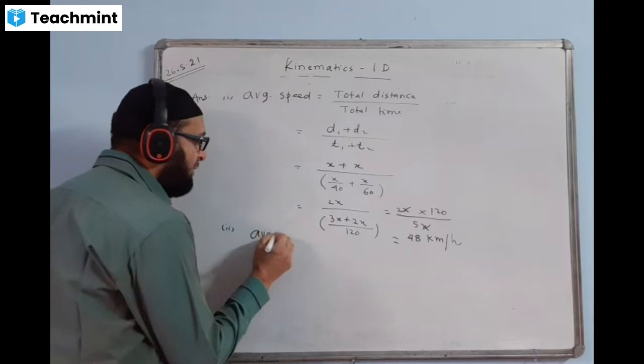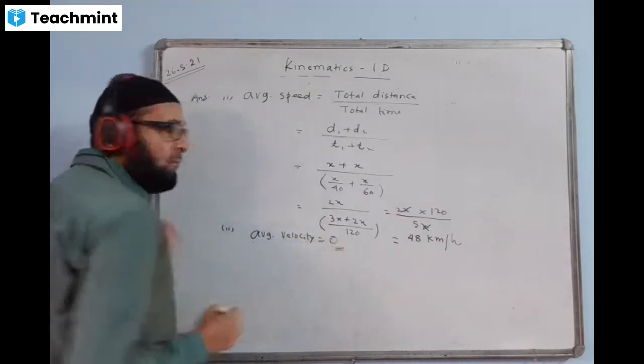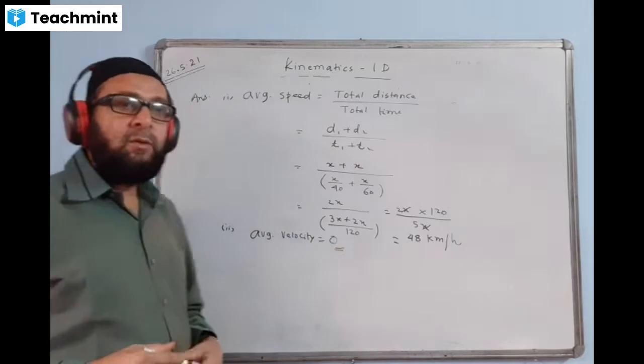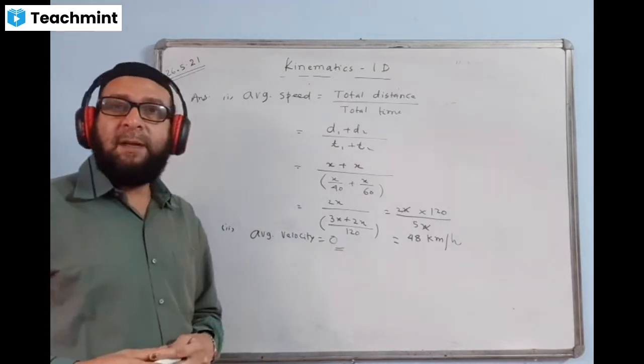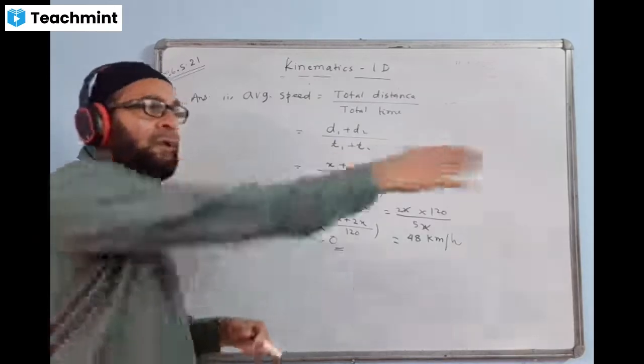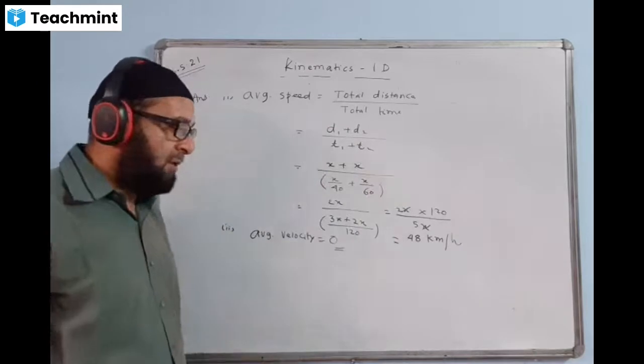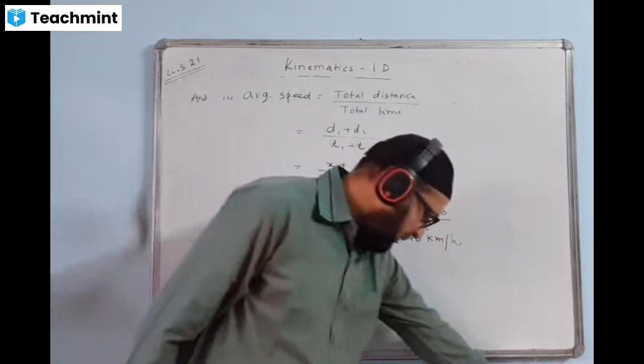In this question, average velocity is 0. Why 0? Because for average velocity the formula is displacement upon time. Displacement is 0, so average velocity is also 0. Going and returning back to the same point, the displacement is 0. So average velocity is 0. Okay, now next question.